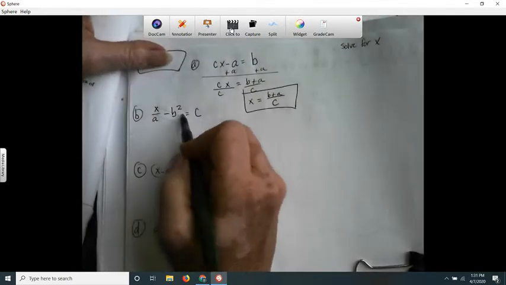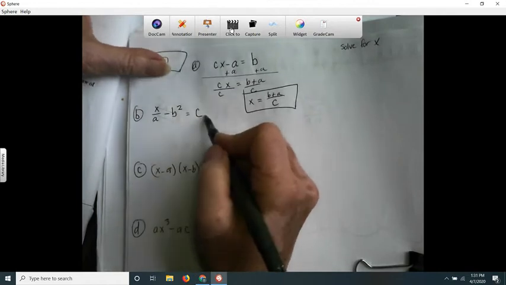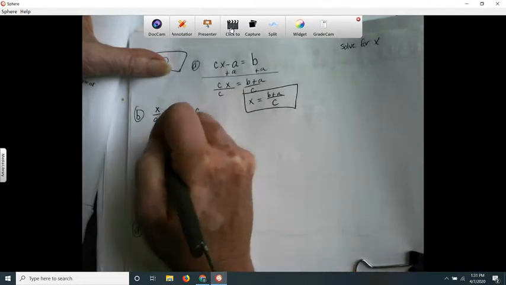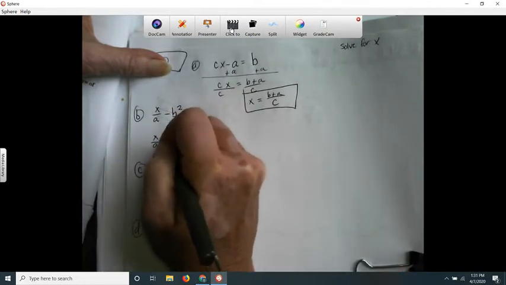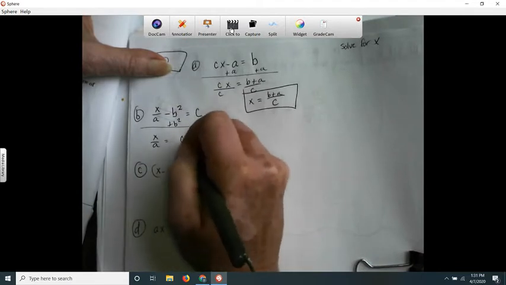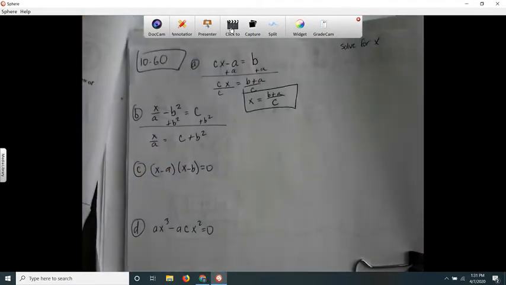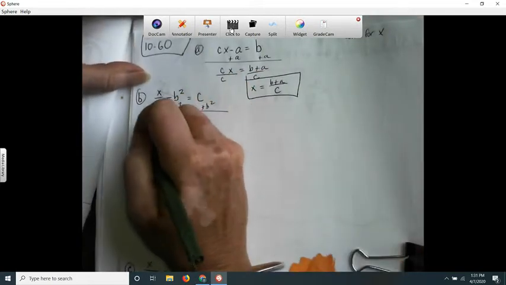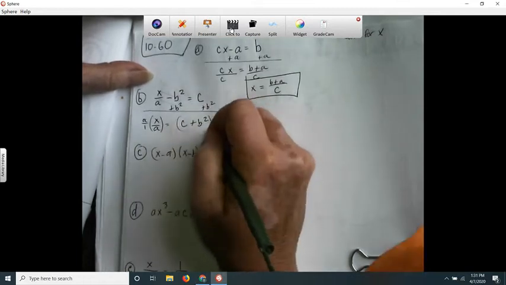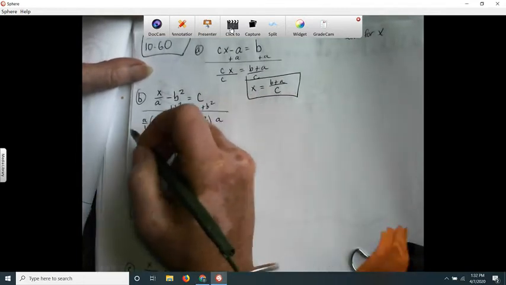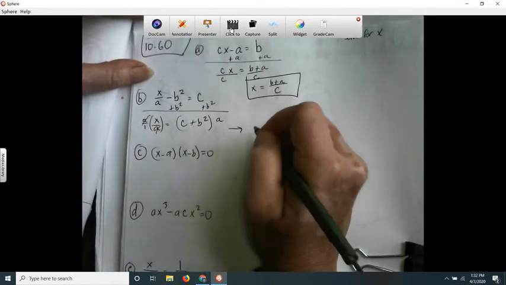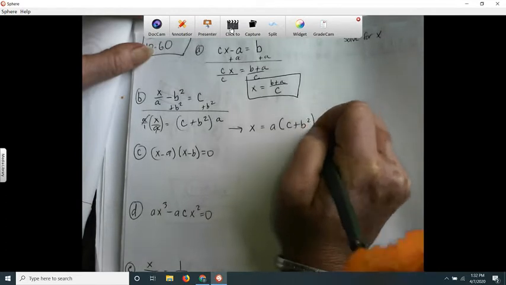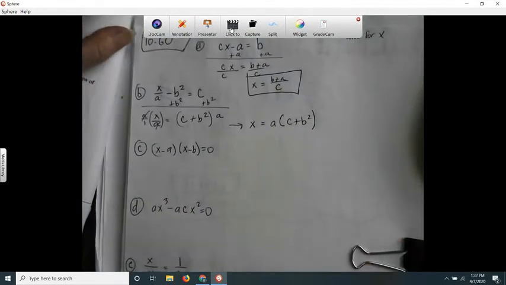Okay, this one I want to get x by itself, so I'm going to add b squared to both sides. So x over a equals c plus b squared, and then I'm going to multiply both sides by a to get x by itself. So x is going to be a times c plus b squared, or you can say ac plus ab squared.